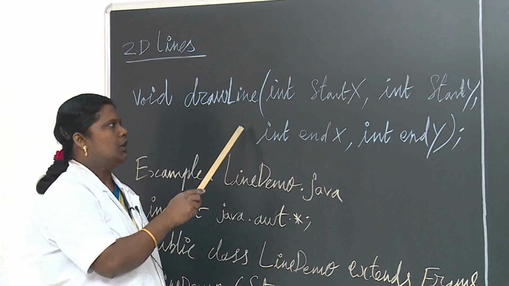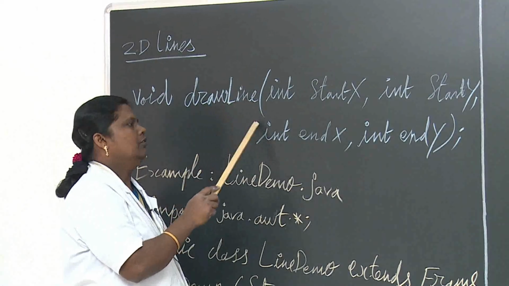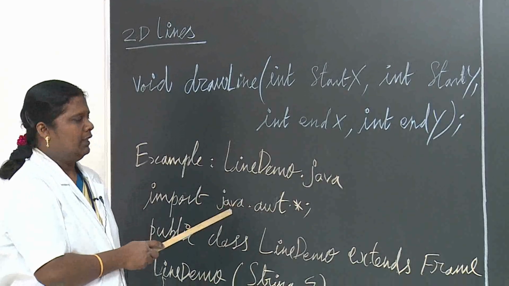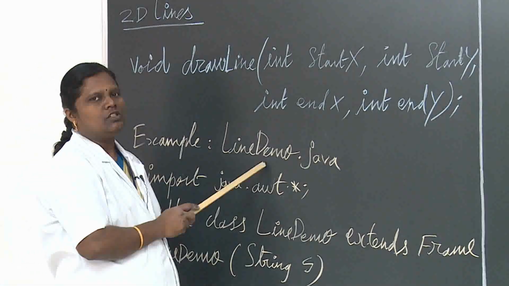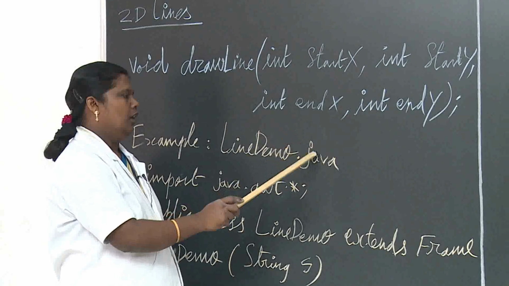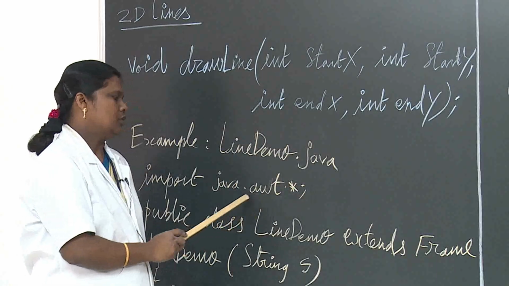So for that purpose, drawLine is used to draw in 2D. How do we use this drawLine function within Java code? The LineDemo.java code explains those functionalities.